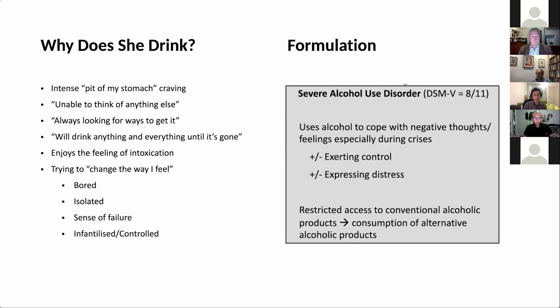So the question is, why is she doing this drinking? Well, she describes quite nicely an intense pit of the stomach craving and being unable to think of anything else but the alcohol, and always being on the lookout for ways to get it. She would break into her parents' room where they would lock away the alcohol. She would steal money from her parents to buy alcohol. When she found the alcohol, she would drink anything and everything until it was gone.